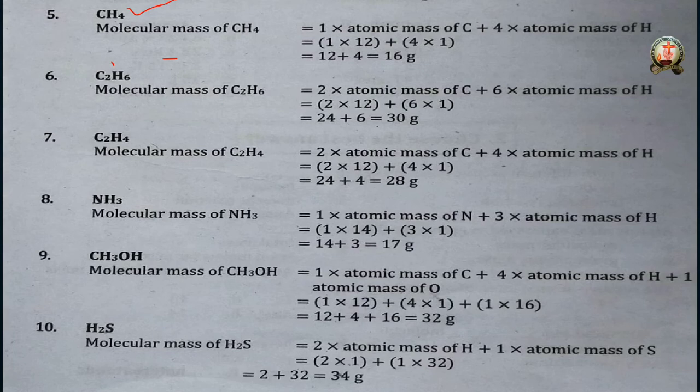Like this you can derive. We can get another one, CH3OH, molecular mass of methanol: 1 into atomic mass of carbon and 4 into atomic mass of hydrogen. So totally I've taken 4 here, 1 oxygen, 3 hydrogen, and 1 hydrogen here, so I added to 4. This oxygen, only 1 oxygen, we can get 32 grams. Then H2S, sulfur atomic mass is 32. Like this you can calculate it for your better understanding.